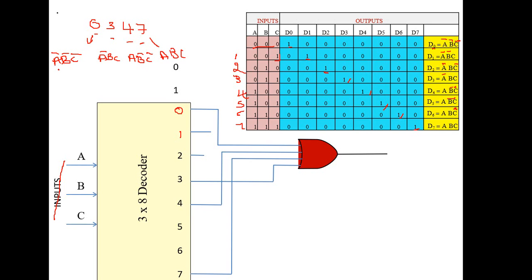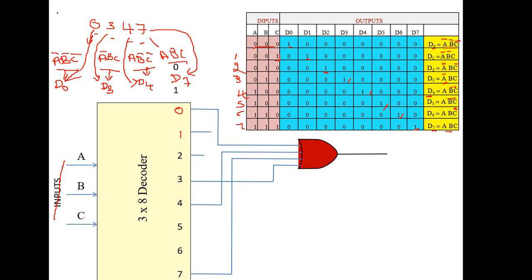Yes or no? This is similar to which one? See, A bar B bar C bar is nothing but D0, so I can call this D0. And A bar B C, check it out here, is similar to D3, so I can write this as D3. Similarly A B bar C bar is similar to D4, so go with D4. And the last one, ABC, is D7. So when you check this, for 0 it is D0, for 3 it looks like D3, for 4 it looks like D4, and for 7 it looks like D7.